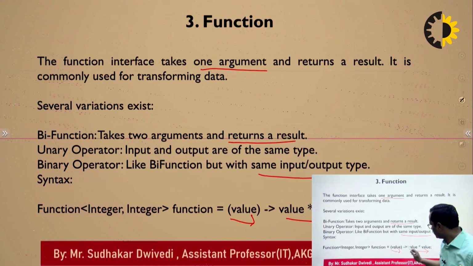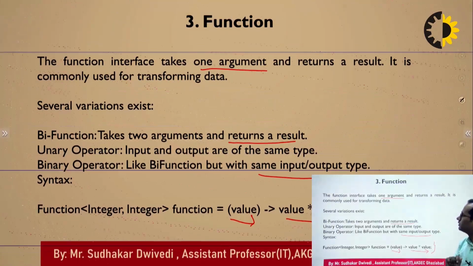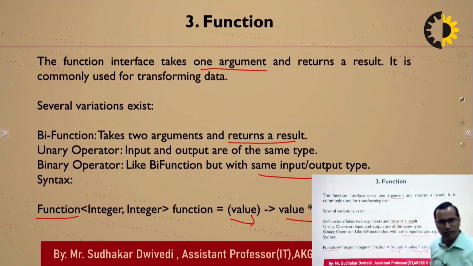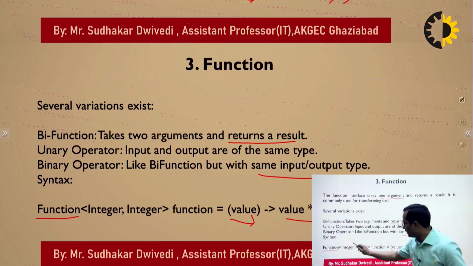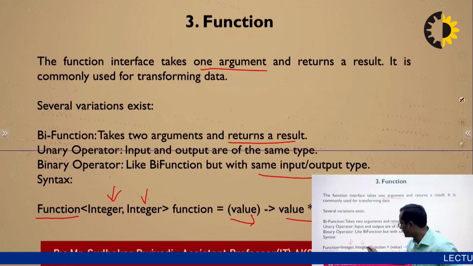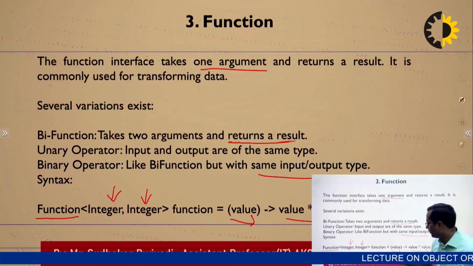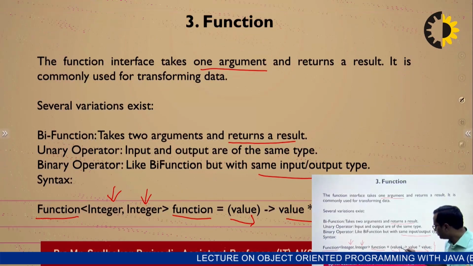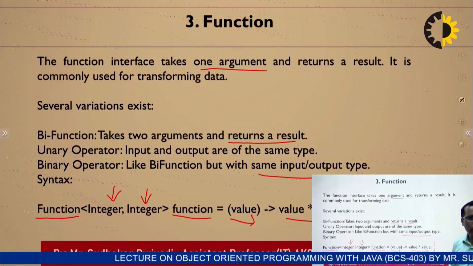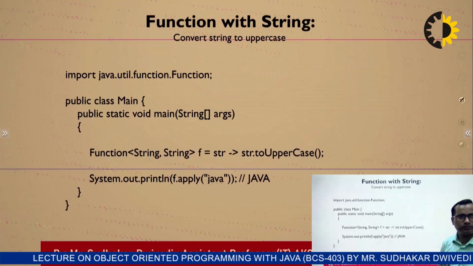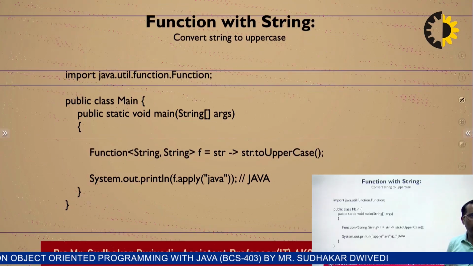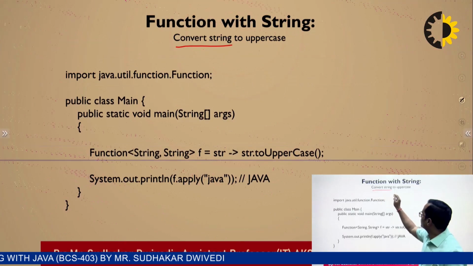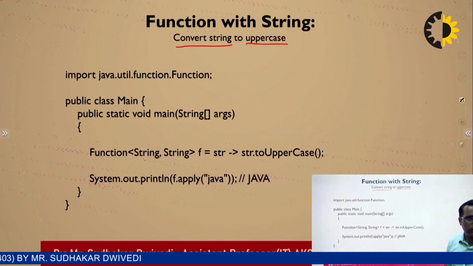So here we can see the syntax of this functional interface. So this is the functional interface. Here the values we are transforming. We are creating the reference of this, and when the value comes to this, it will transform it to another form. This is one example of using the function with a string. It is transforming the supplied string to uppercase.